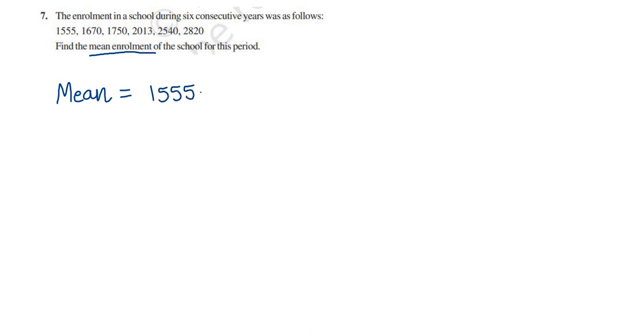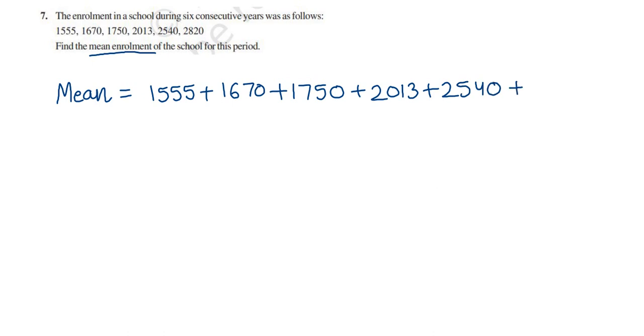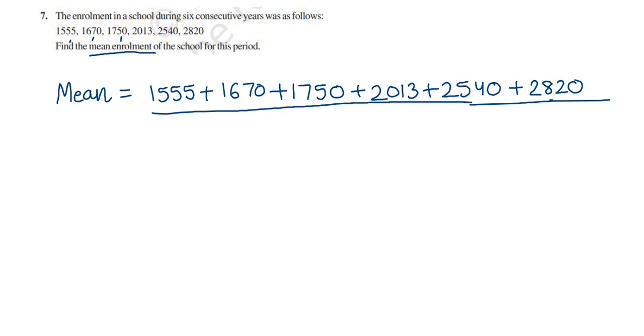1555, 1670, 1750, 2013, 2540, 2820. These numbers will be added and this will be divided with the number of observations, that is 1, 2, 3, 4, 5, 6. This will be divided with 6.